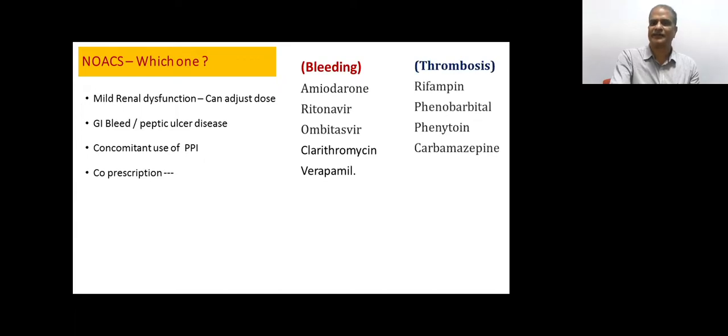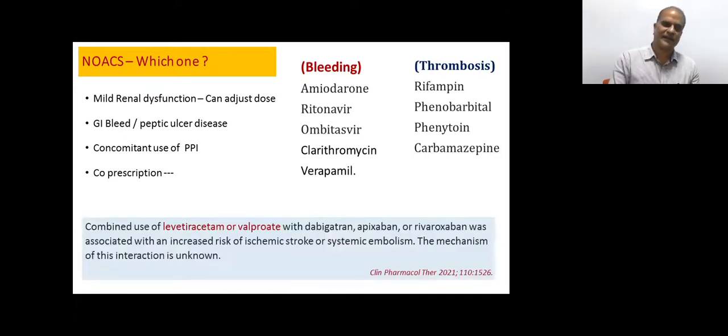And for us neurologists, thrombosis, you look at this. All your anticonvulsants can potentially decrease the efficacy of your novel anticoagulants and predispose to thrombosis. Basically, it doesn't work. Another important thing we should understand is, if you are using these agents in combination with levetiracetam or valproate, especially any of these three, dabigatran, apixaban, or rivaroxaban, it has been shown to carry a much higher risk of causing a recurrent stroke or embolism.